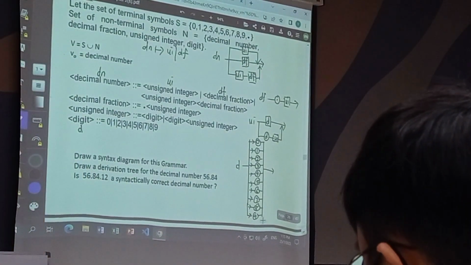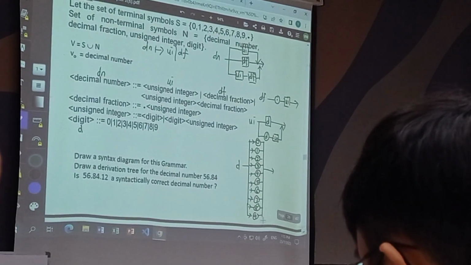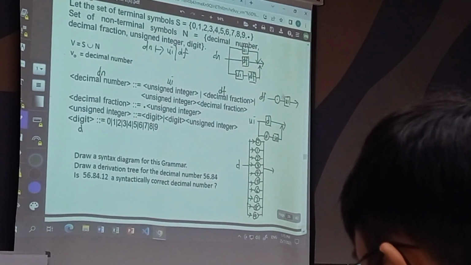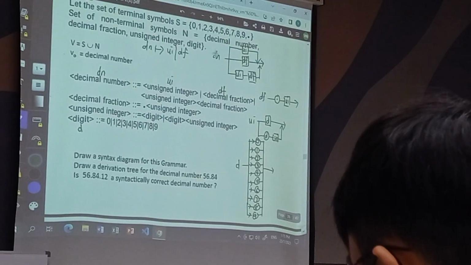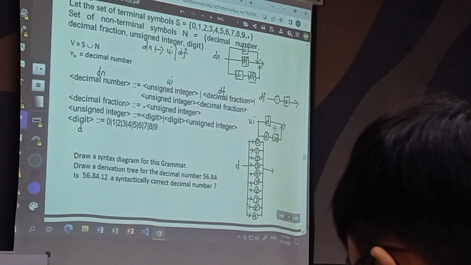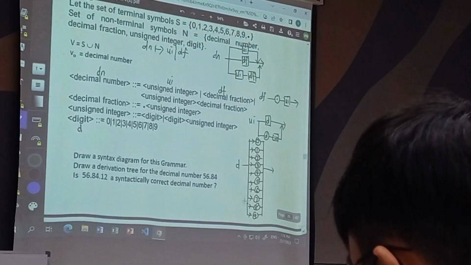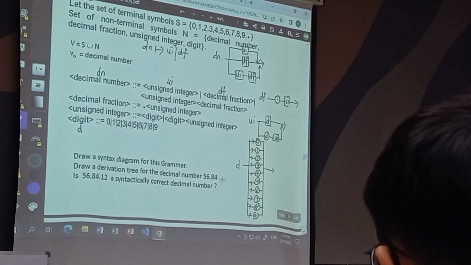This is the syntax diagram we have. So we have 4 altogether: 1, 2, 3, and 4. Right? 4 syntax diagram, 4 components: the decimal number, decimal fraction, unsigned integer, and digit. We have done with the syntax diagram. So we look at the next one. Draw the derivation tree for the decimal number of 56.84.